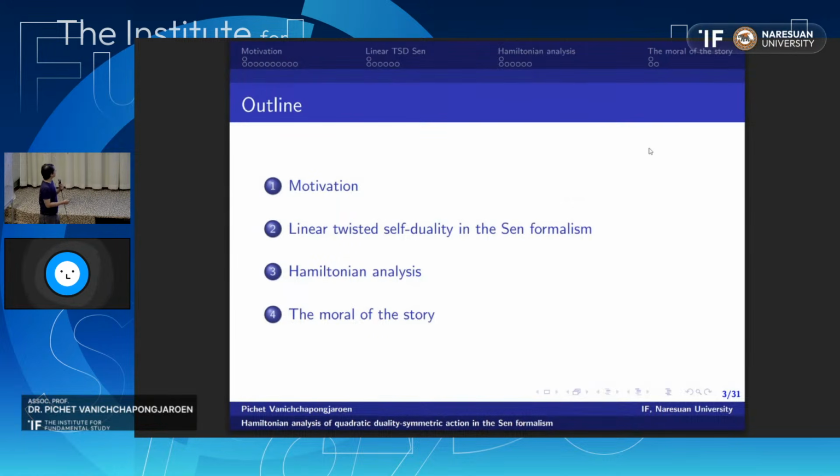I will talk first about motivating the duality symmetry, and then talk about the linear twisted self-duality in the Sen formalism, and then try to see what the action would look like, and then do the Hamiltonian analysis, and then give you the takeaway message.